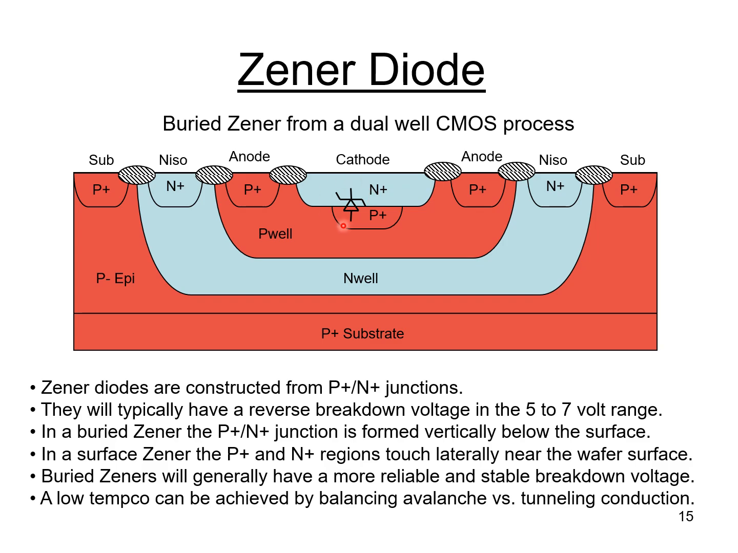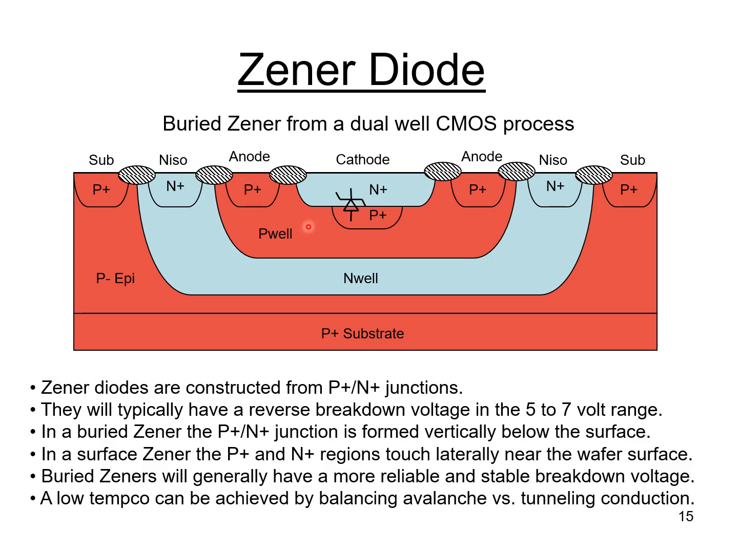In a buried Zener, the P+ N+ junction is formed vertically below the surface. And if we look at the picture above here, just where I've drawn the schematic symbol, you can see the N+ region is touching a P+ region just below it, and that forms the buried Zener.